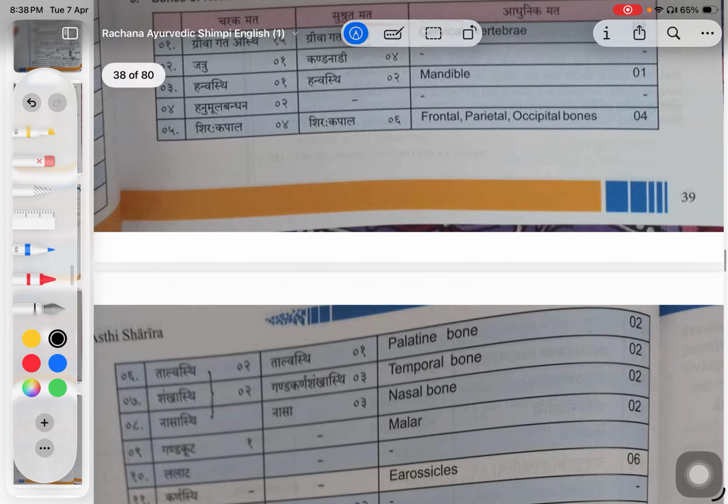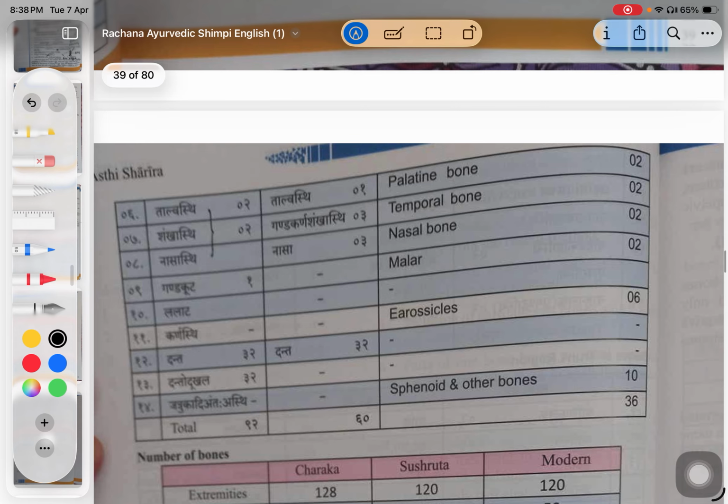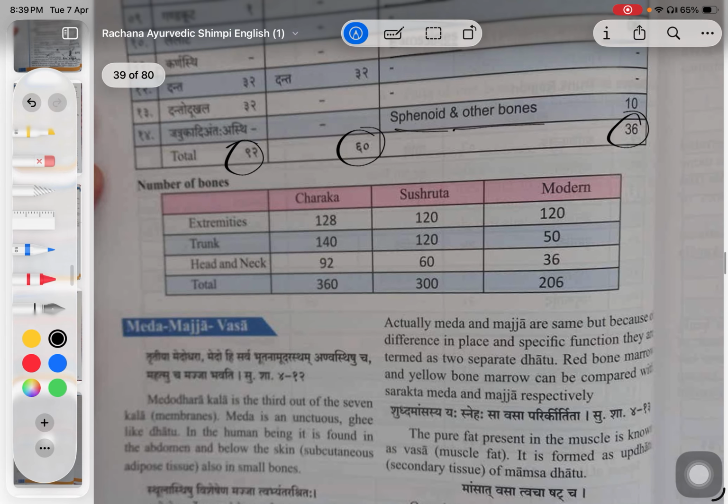Then bones of head and neck. Again, you just need to go through them. We already know about palate, temporal, nasal, ear, sphenoid, and other bones. So total will be 92, 60, and 36. So this table is very, very important, right? This you need to learn by heart.